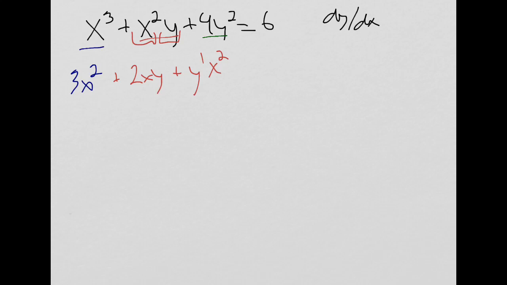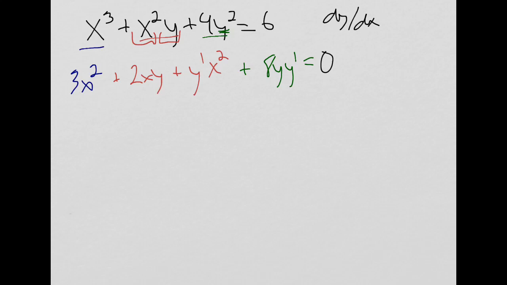Now I'm off to the green one, so I get plus, I get power rule, 8y, and then don't forget the chain rule on the inner function, and I showed that in a little bit more detail in 3a, y prime, where that's dy/dx. And then it winds up being equal to derivative of 6 is 0.